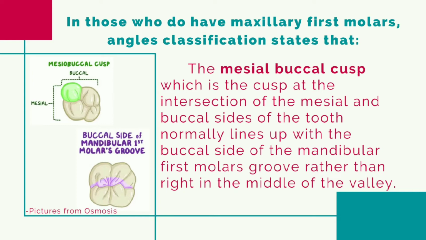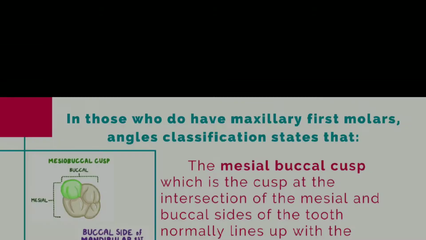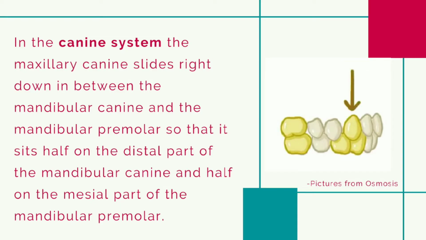In those who do have maxillary first molars, Angle's classification states that the mesial buccal cusp, which is the cusp at the intersection of the mesial and buccal sides of the tooth, normally lines up with the buccal groove of the mandibular first molar rather than right in the middle of the valley. In the canine system, the maxillary canine slides right down in between the mandibular canine and the mandibular premolar so that it sits half on the distal part of the mandibular canine and half on the mesial part of the mandibular premolar.